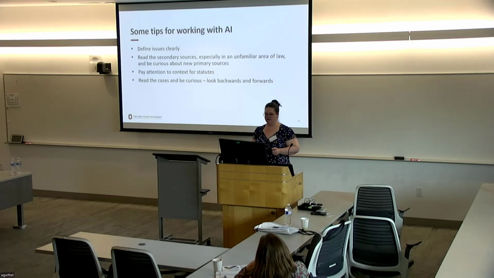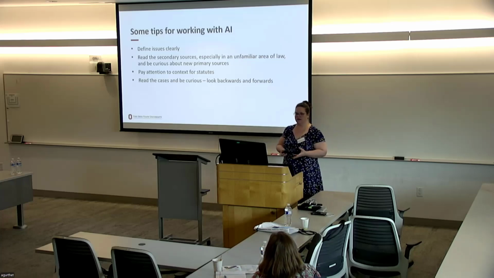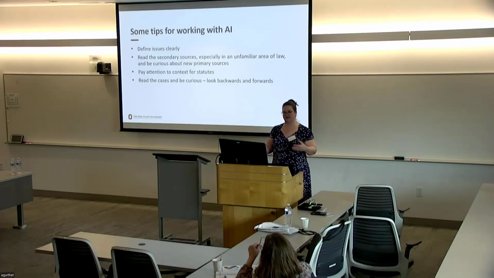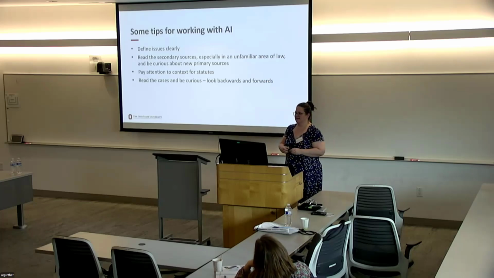And then I've got a few tips for working with AI in this back and forth way. One is to define issues clearly and go one issue at a time. I wonder if some of the problems that the students had in the University of Minnesota study is that they tried to do too much at once and ended up overwhelming the system. They don't like to do more than one thing at a time. So you've got to break it down.